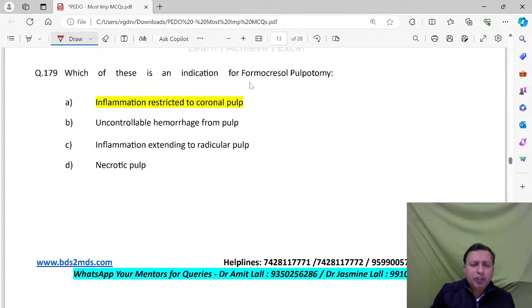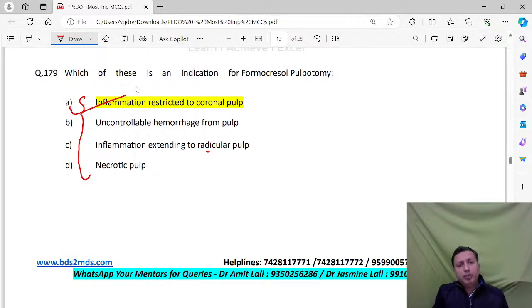Now, which of these is an indication for the formocresol pulpotomy? Whenever we do a pulpotomy, we see that the inflammation is confined to the coronal pulp, or there is an uncontrollable hemorrhage, or the inflammation extending to the radicular pulp, or there is a necrotic pulp. So, they are telling about the indications of pulpotomy. Okay. I have told you in the indication part that if the inflammation is confined to the coronal pulp and the hemorrhage is controllable, then we do a pulpotomy. So the correct answer for this is that the inflammation is confined to the coronal pulp.